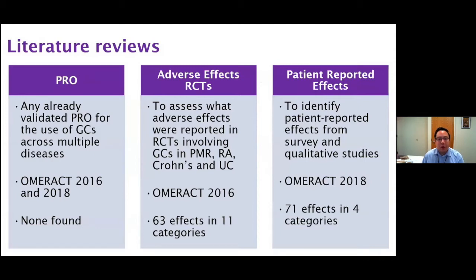Secondly, to look at what adverse effects were reported in randomized clinical trials of glucocorticoid use in polymyalgia rheumatica, rheumatoid arthritis, Crohn's, and ulcerative colitis, of which there were 63 effects in 11 categories. For example, under ocular were glaucoma, cataracts, blurry vision, and dry eyes. And finally, thirdly, to identify patient-reported effects from quantitative, namely surveys, and qualitative studies, which yielded 71 outcomes in 4 categories, with data from the qualitative studies really enriching our knowledge in this area.